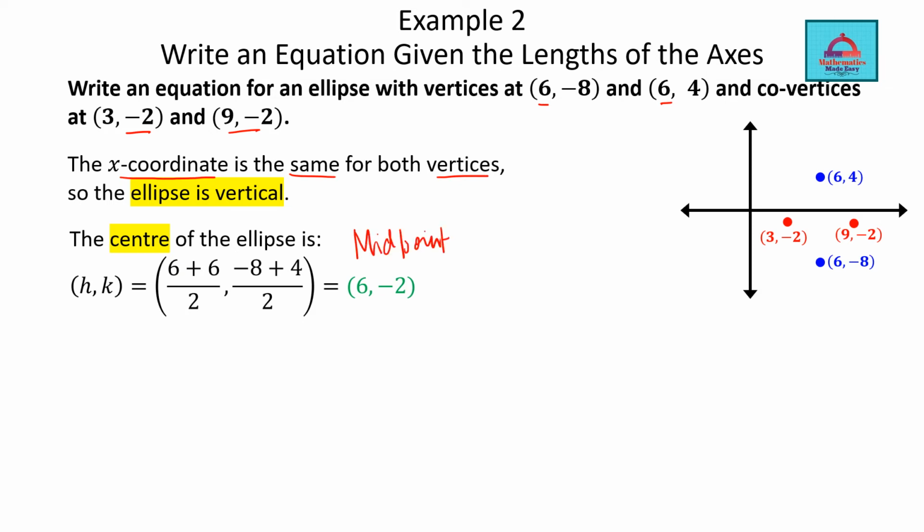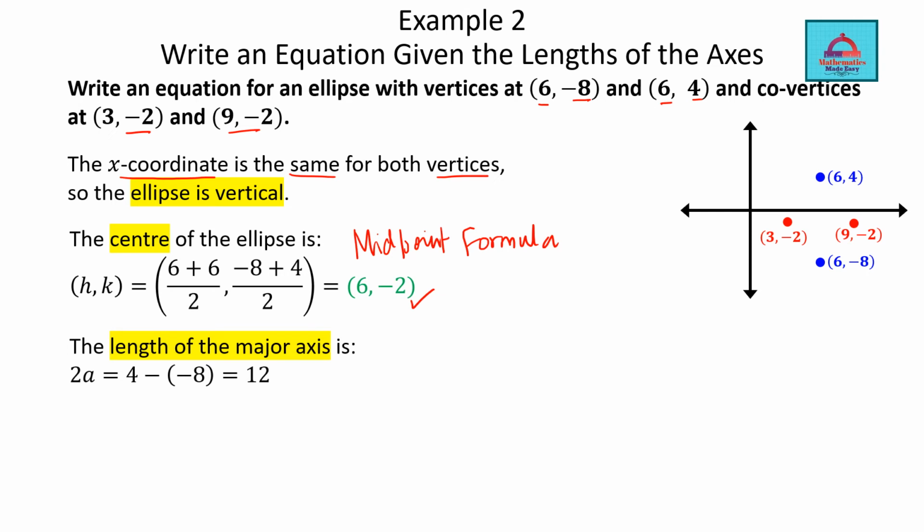If the two coordinates of the vertices are given as 6 and 6 for the x-coordinates, you add them and divide by 2. Negative 8 and 4, you add them and divide by 2. So the center of the ellipse will be at this point. Now you can draw the center and also find the length of the major axis. How do you find the length of the major axis? It is the distance between the 2 vertices.